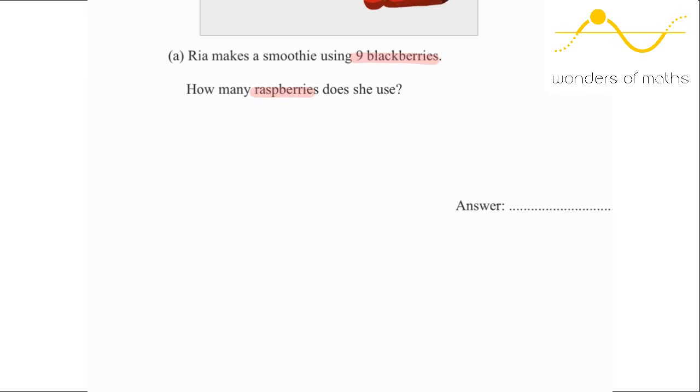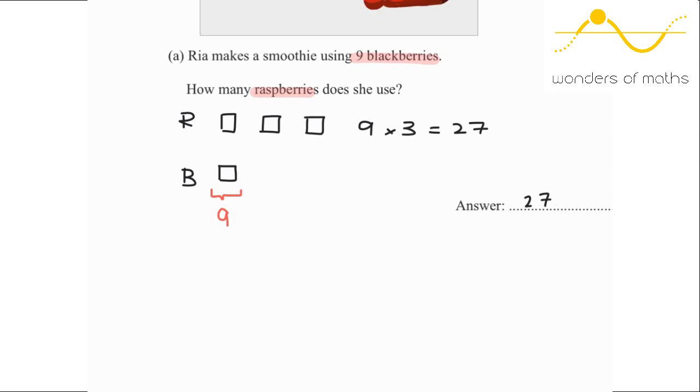Well, the first thing we need to do is identify the ratio of raspberries to blackberries. We already know that for every blackberry, there are 3 raspberries. So we can allocate 1 block to blackberries and 3 blocks to raspberries. In this question, there are 9 blackberries, so 1 block is equal to 9 pieces of fruit. In order to calculate the number of raspberries used, we need to do 9 multiplied by 3, as there are 3 blocks. This gives us 27. Therefore, Ria used 27 raspberries.